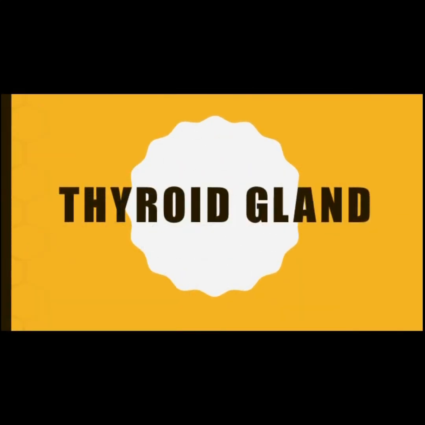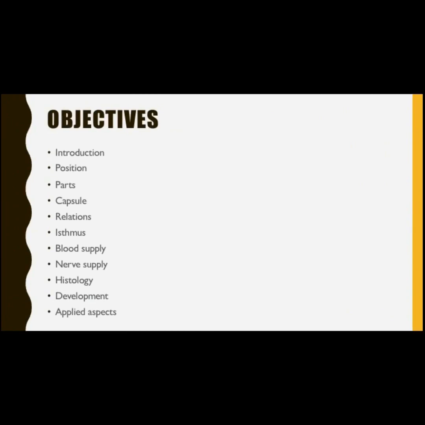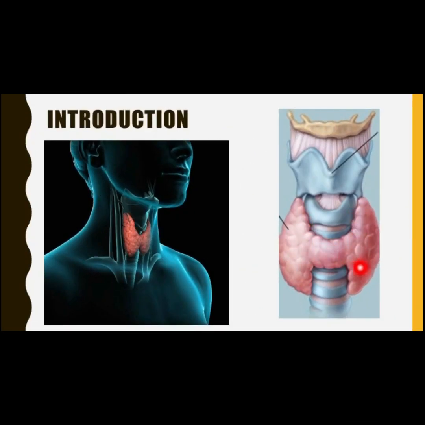Hello everyone. In this video, we'll be dealing with thyroid gland. This topic will be discussed under the following aspects. So, thyroid gland is an H-shaped large endocrine gland situated in the lower part of the neck.